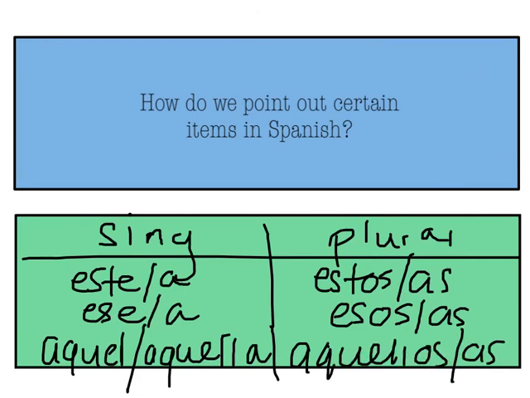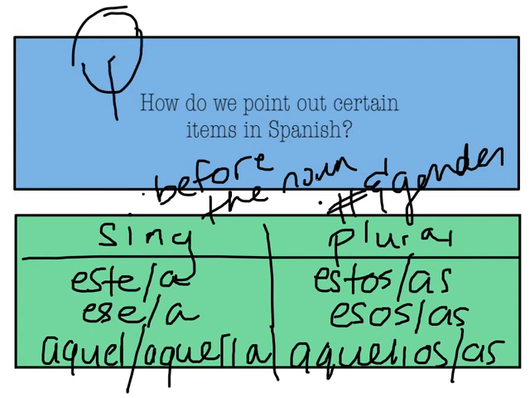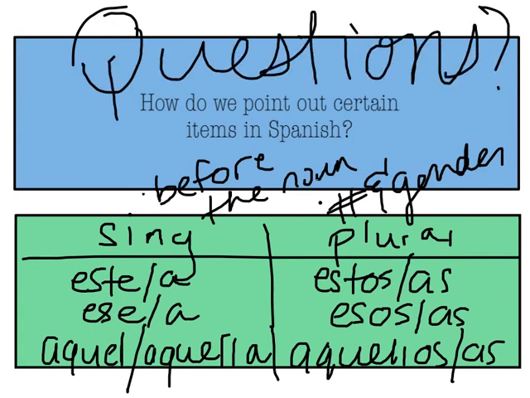Remember that these always come before the noun and that they must agree in both number and gender. As always, if you have any questions, please go ahead and write them down at the top of your notes so that you can remember to ask them when you come back to class or help class.